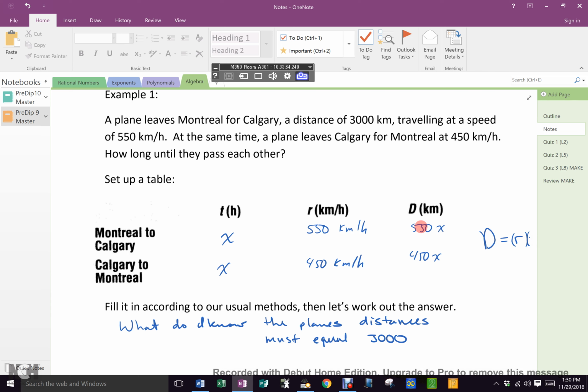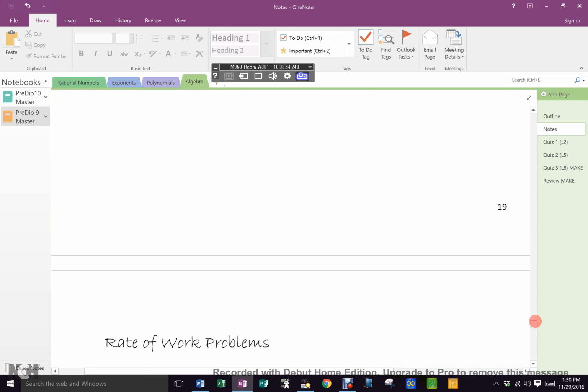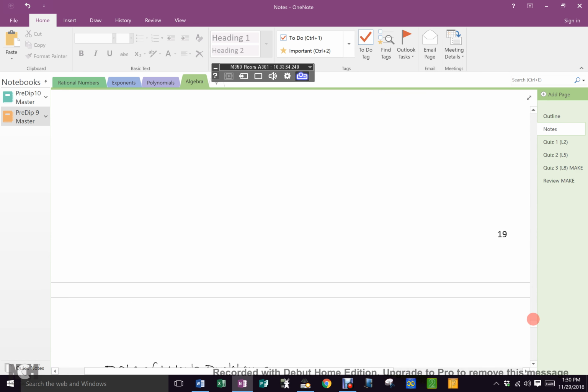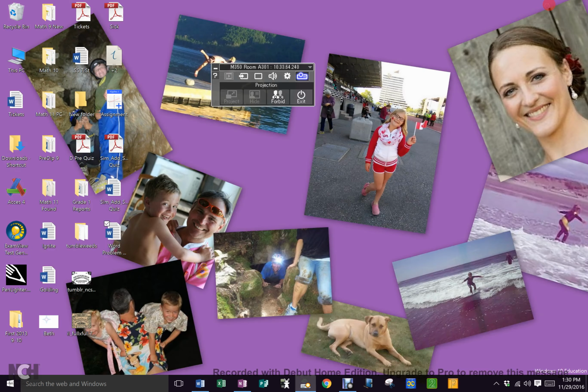I would like to maybe do one more of these before we get into rate of work. Do you have a bit of space? I want to try one that's a different kind of motion problem. I just have to find it.